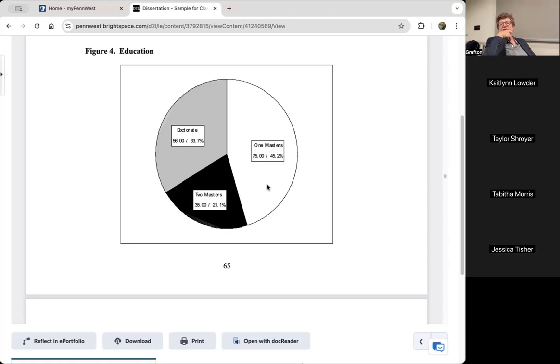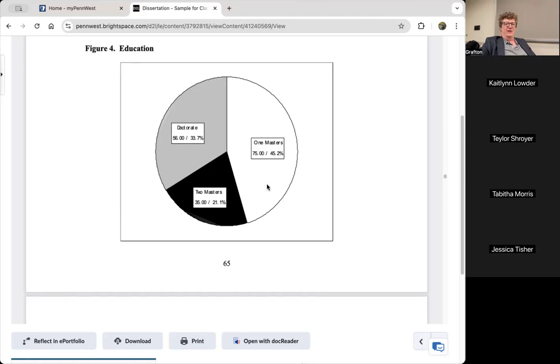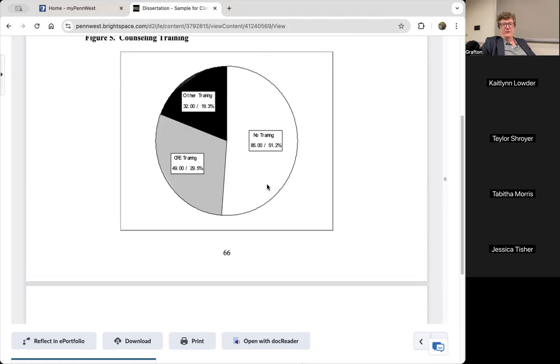And so different kinds of charts are good for different types of data. If you're looking at numbers, you might use a bar chart or a table, like I showed. But if you're looking at percentages, a lot of times a pie chart works really well because it gives you a nice graphical representation of the percentage of individuals that displayed whatever you're trying to represent.